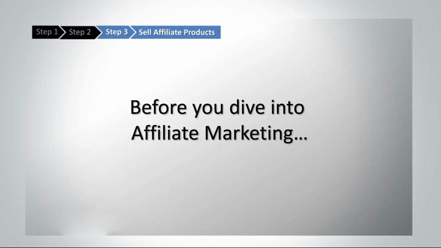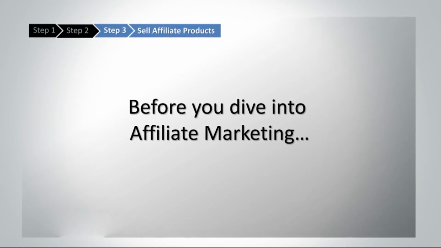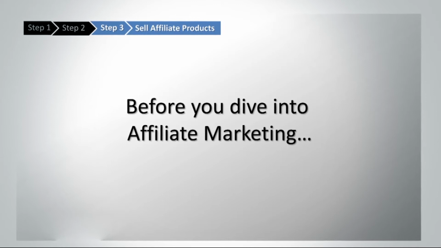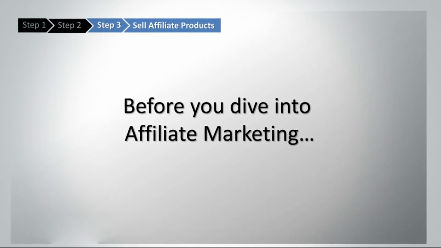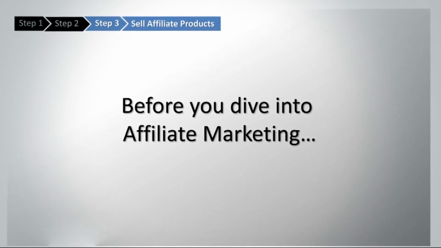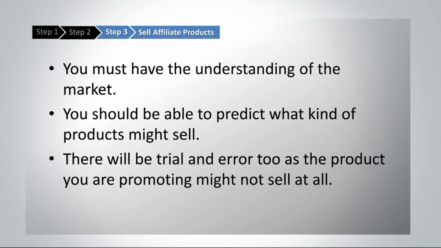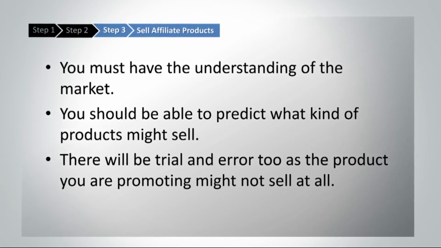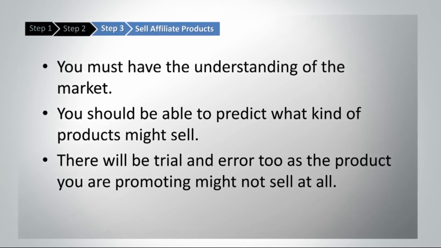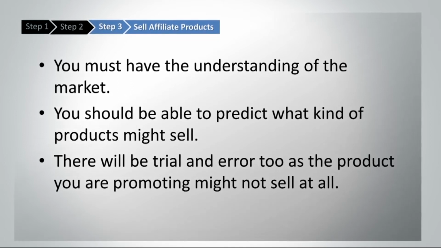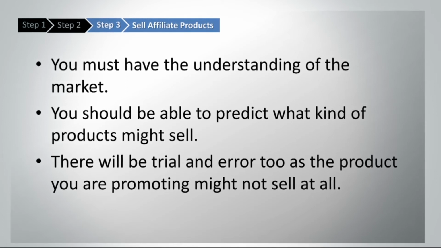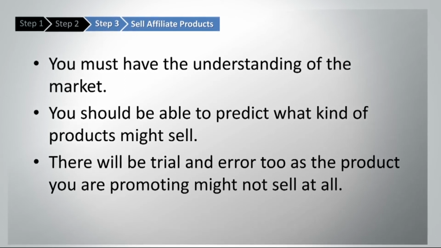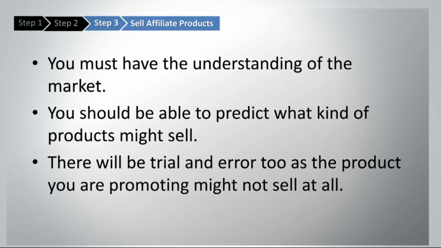Now, before you dive into affiliate marketing, remember you must have an understanding of the market. For step 1 and step 2, you have been skipping this step. You don't have to worry about the market, or you don't have to understand too much about the market. But it's no longer optional. For selling affiliate products, you must have a good understanding of the market. Another skill you should have is being able to predict what kind of products might sell. And this knowledge comes from understanding of the market.